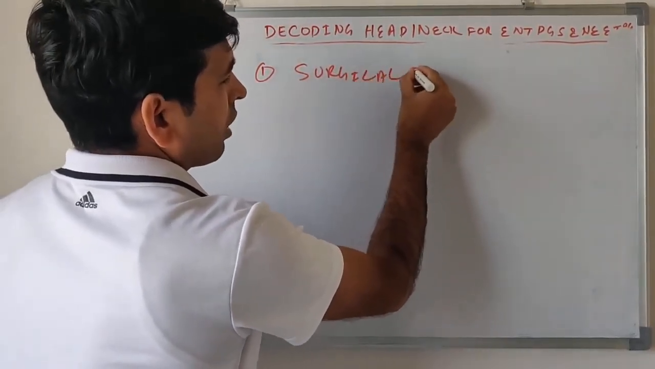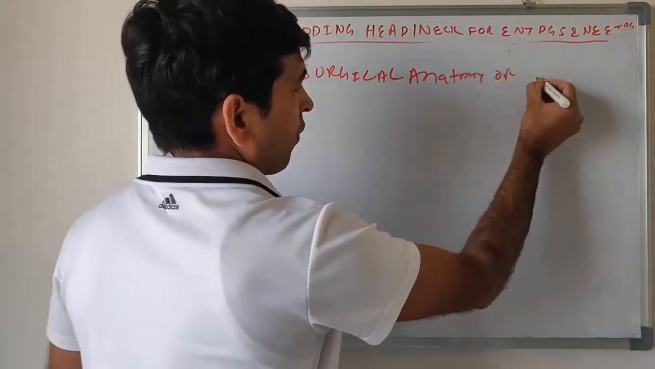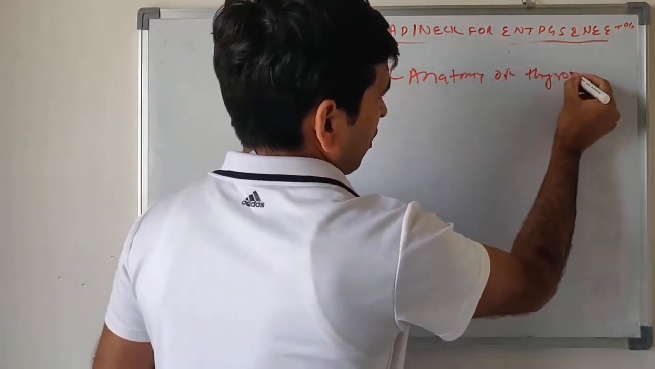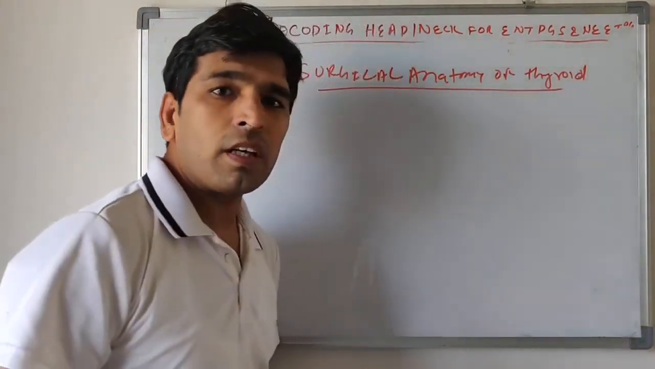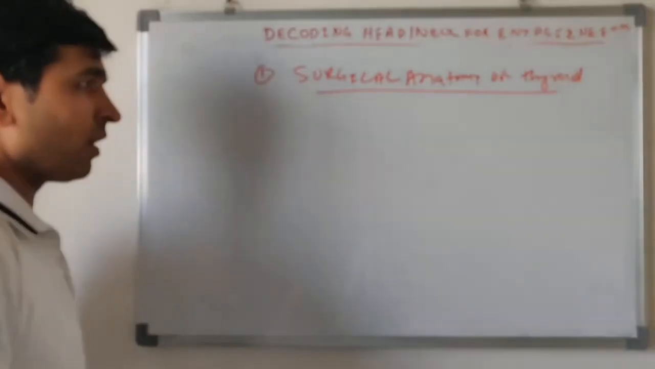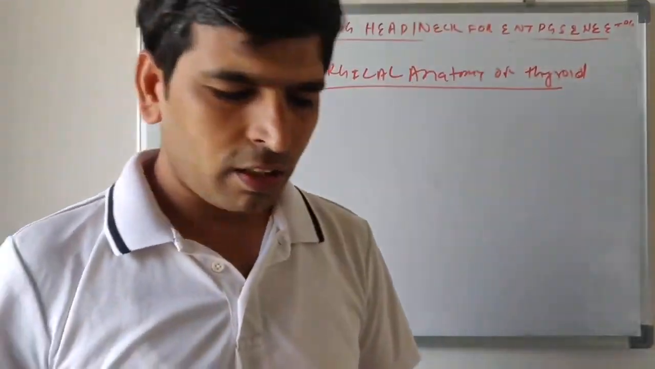Today's topic is surgical anatomy of thyroid. This is a very important topic and it's the most common surgery in the world. That's why today we are talking about surgical anatomy of the thyroid.